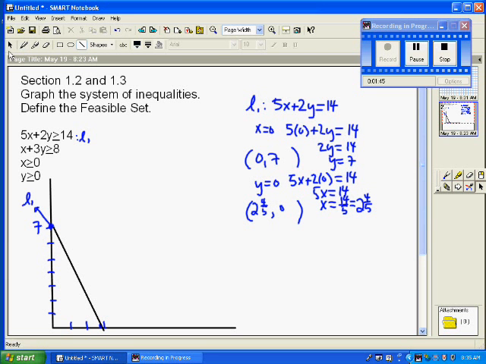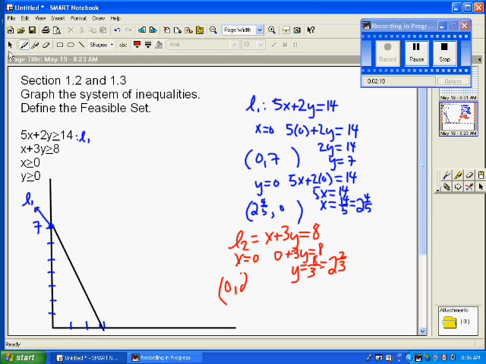Okay, I'll go ahead and do the same thing with line number 2. I've got line number 2 as x plus 3y, I'm going to make it equal to 8, so I'm just concerned about the line here. Making x equal to 0, I've got 0 plus 3y equals 8, and y equals 8/3. Same thing as 2 2/3. Gives me an ordered pair of (0, 2 2/3).